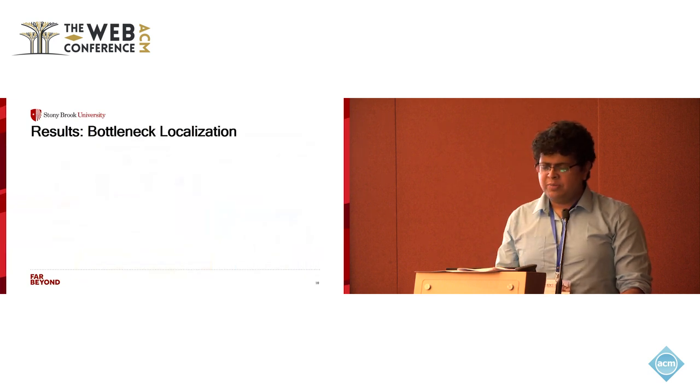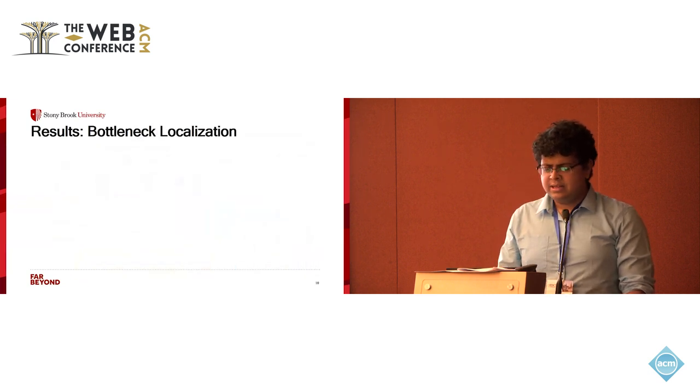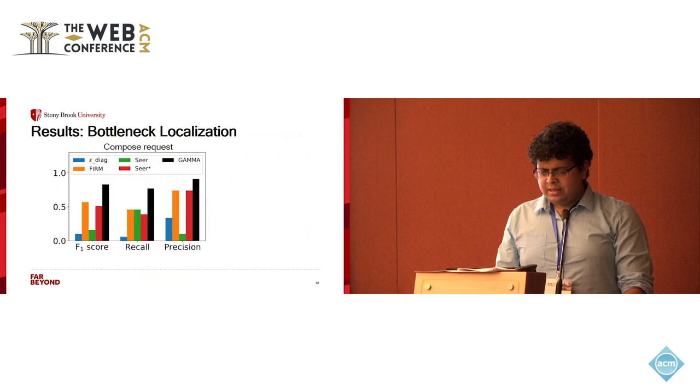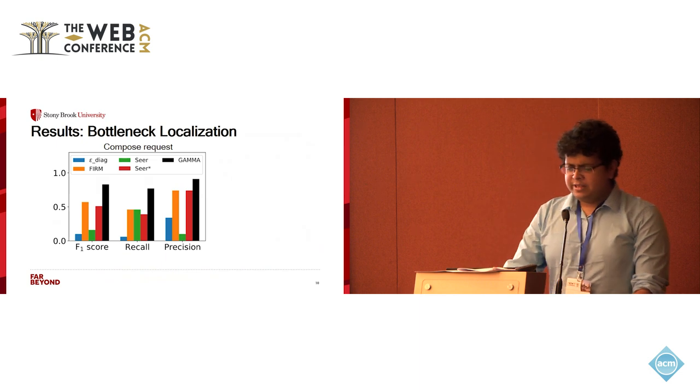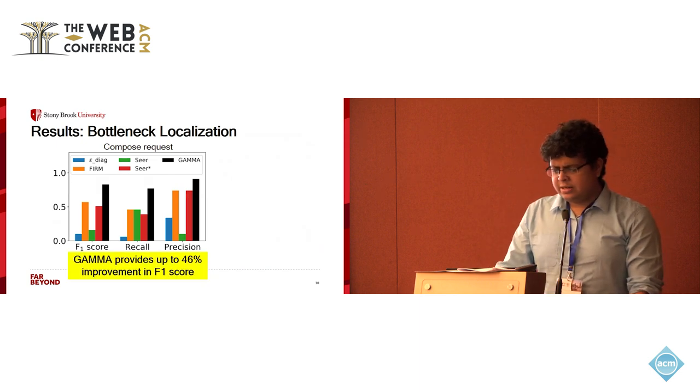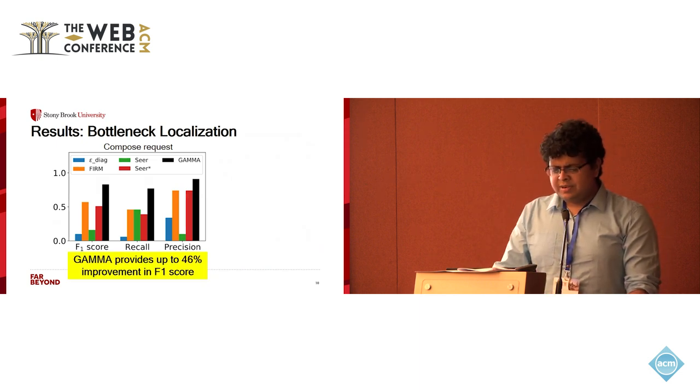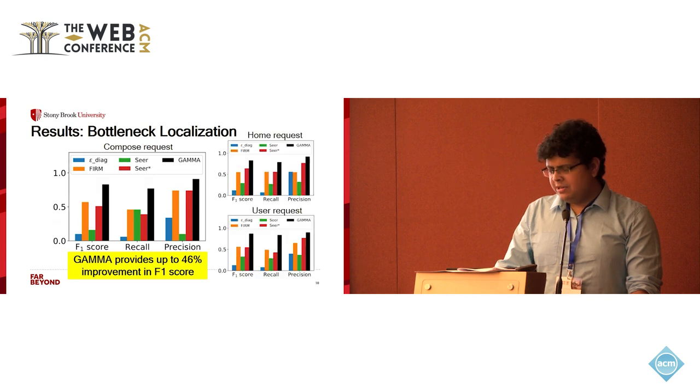Next, we compare the performance of Gamma and other baselines in localizing multiple bottlenecks. Again, this is evaluated on the entire dataset. That is, it consists of all interference types. The graph that we see here is for the compose request type. On the x-axis, we have the metrics. On the y-axis, the range. Higher values are better on the y-axis. As we see, Gamma provides up to 46% improvement in F1 score. We see similar trends again for the home and user call graphs as well.